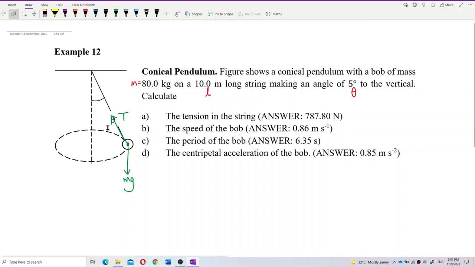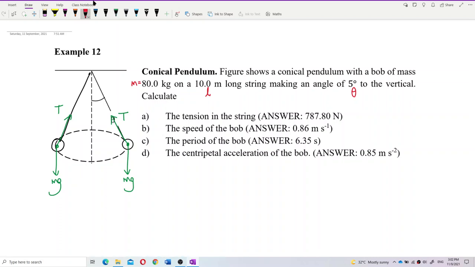This is a circular motion. This is the circle it makes. It's a bob mass, and it makes a circle like that, so it becomes a conical pendulum. If you can imagine the ball is over here, then the tension will be this way, the tension will be over here, and the mg is over here. So it depends on where the ball is.